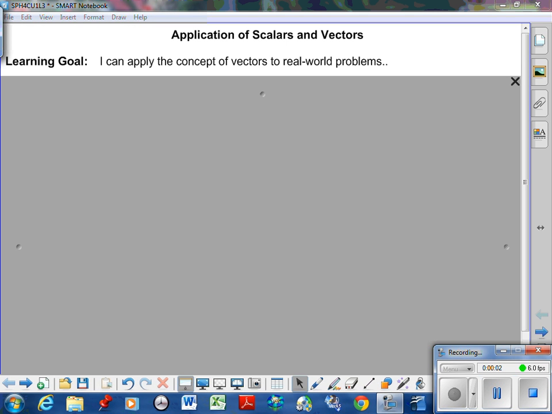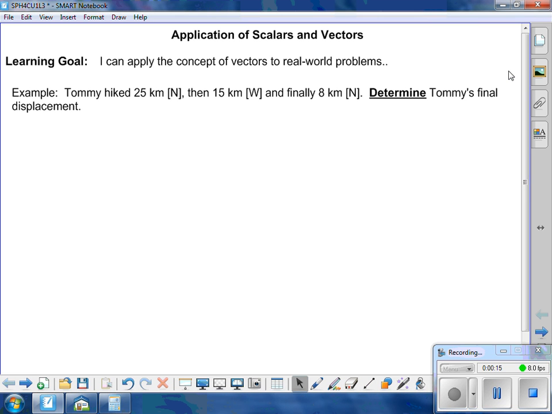All right, yesterday we talked about and you practiced how to add vectors. So now we're going to look at the application of scalars and vectors. Your learning goal: I want you to be able to apply vectors to real world problems. I have two word problems that we're going to go through together, and then I can explain some of the other applications that exist out there.